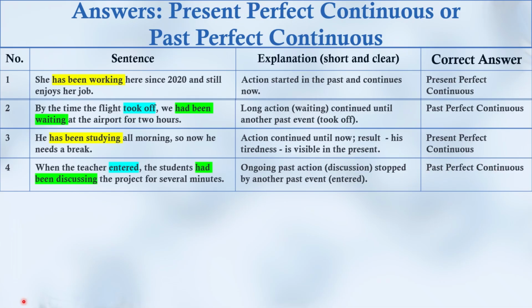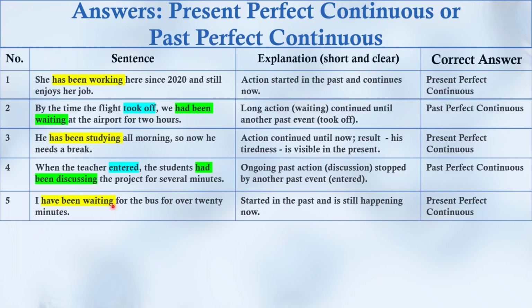Number 5. I've been waiting for the bus for over 20 minutes. This action began in the past and is still going on. So, it is present perfect continuous.